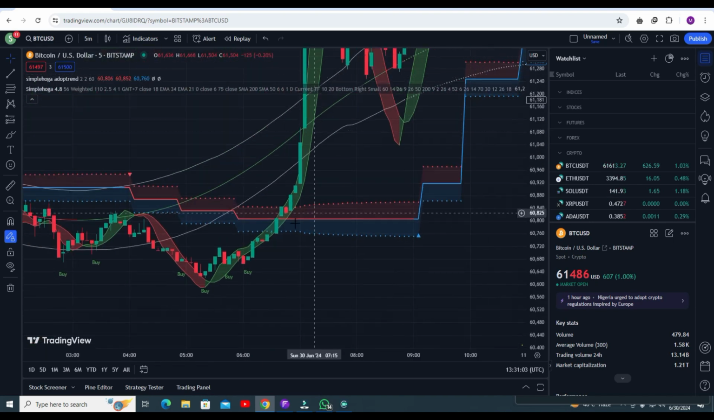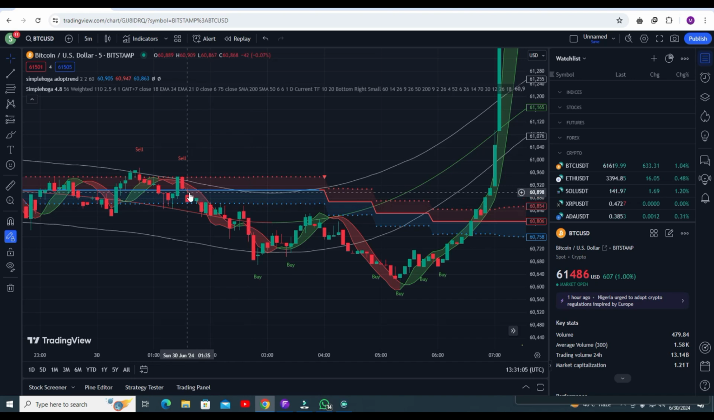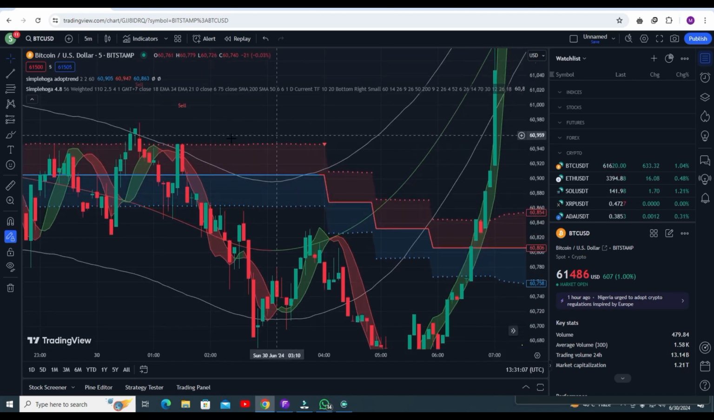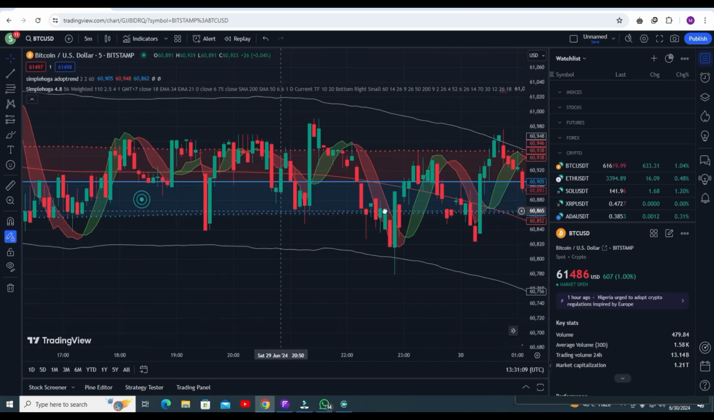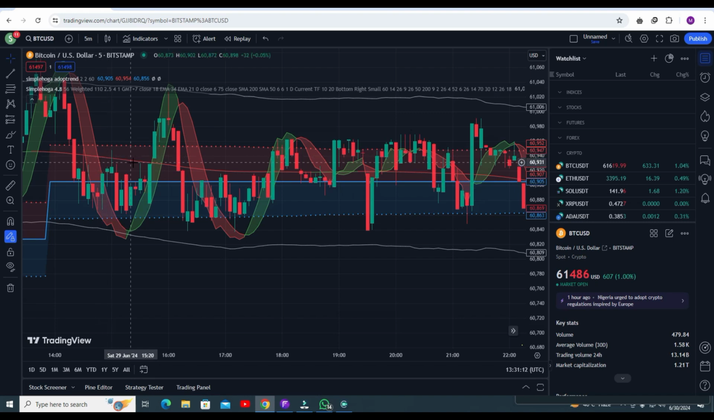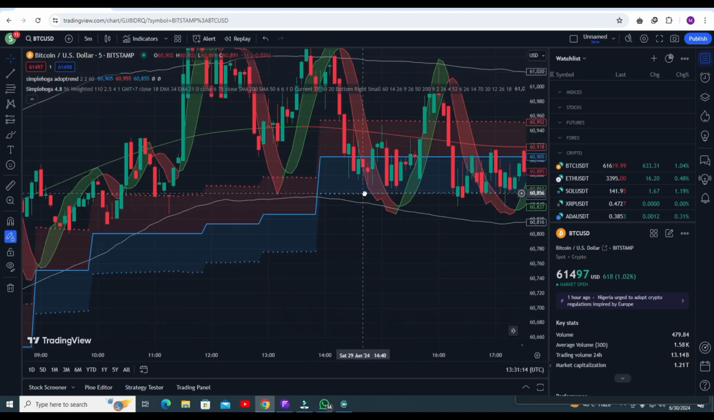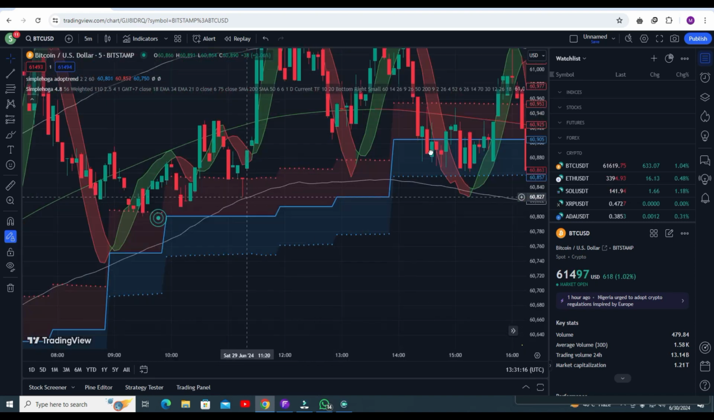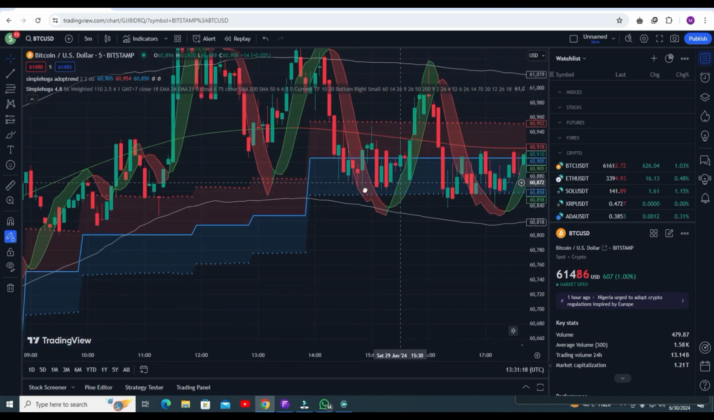The second strategy is this adaptive trend line. Make sure you can see the trend line. When the trend line is below the middle line, you have to go for the buy trade. Either it's red or green, it does not matter. Let me show some examples here.